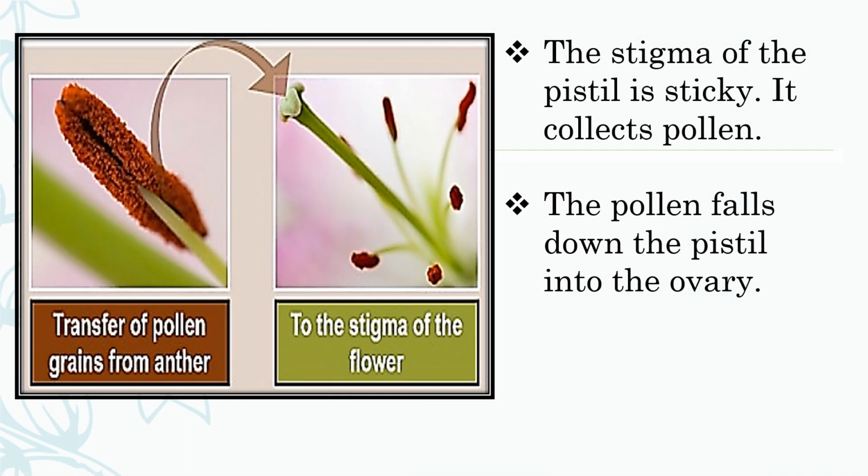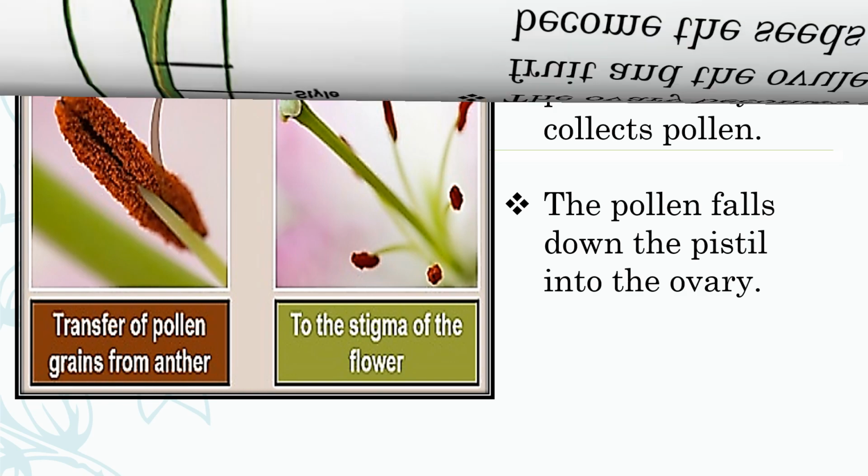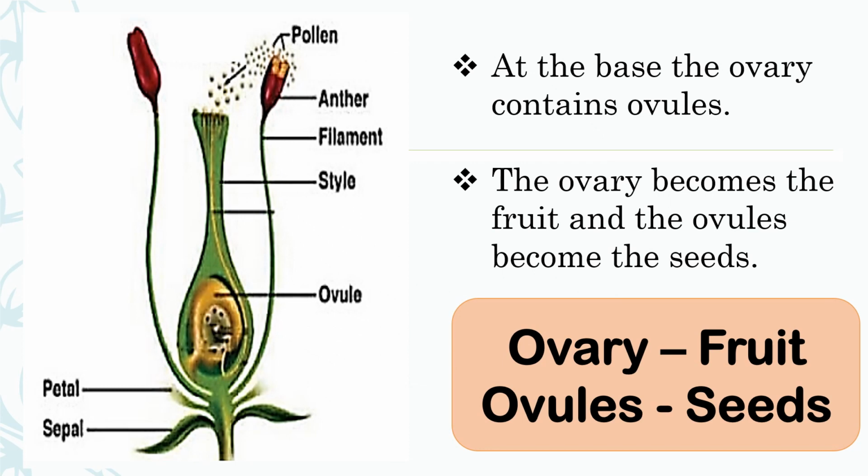Now we will see how flowers help in reproduction. We know that the pollen grains are produced in the anther of a flower. These pollen grains are transferred to the stigma of the flower. The stigma of the pistil is sticky. It collects pollen. The pollen falls down the pistil into the ovary. At the base, the ovary contains ovules.